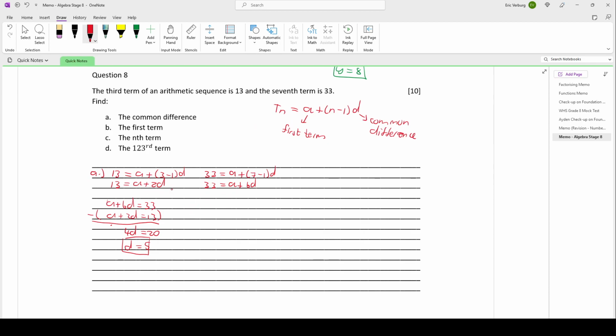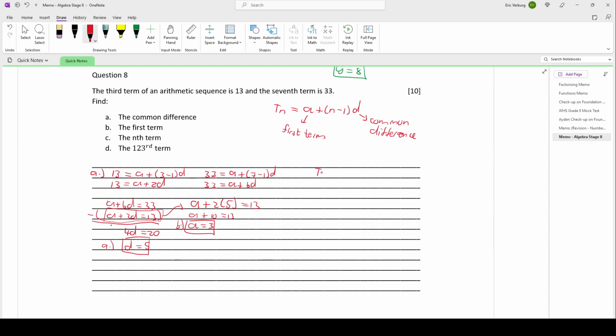So let's substitute. We can choose any equation. I'm going to use this one. So I'm going to say A plus 2D, but D is 5, we already calculated that, equals 13. So that gives us A plus 10 equals 13. And then we just minus 10 from both sides to get A equals 13 minus 10, which is 3. So that is A. So here's question A, question B, and then question C, the nth term.